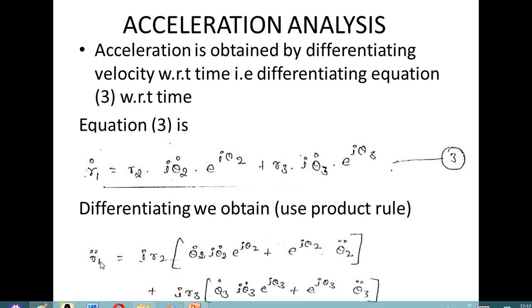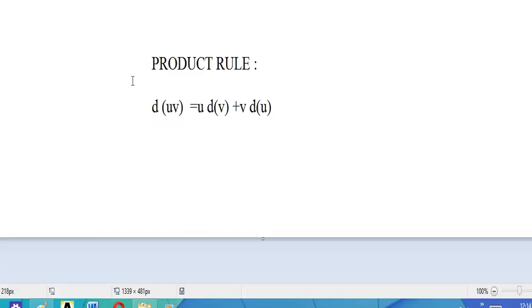In order to obtain R1 double dot, we take the constant terms outside, that is i and R2, and we differentiate these two terms. In order to differentiate two terms, you have to use the product rule. The product rule is: differentiation of u into v is equal to u dv plus v du, that is u into the differentiation of v plus v into the differentiation of u. So if there are two terms, we have to differentiate like this using the product rule.